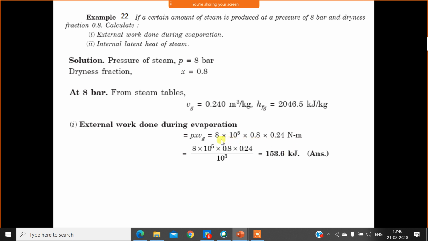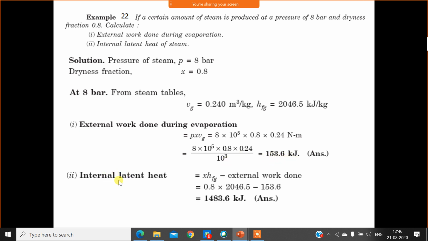From this formula we get Newton meter, which means joule. To convert it into kilojoule, we divide this expression by 10 to the power 3. By dividing by 10 to the power 3, we are converting joule into kilojoule. Therefore, in terms of kilojoule, it is 153.6 kilojoule.